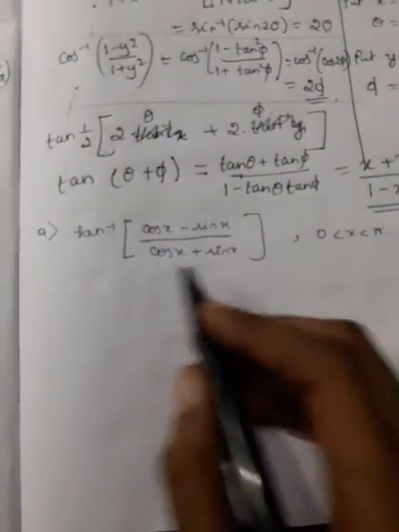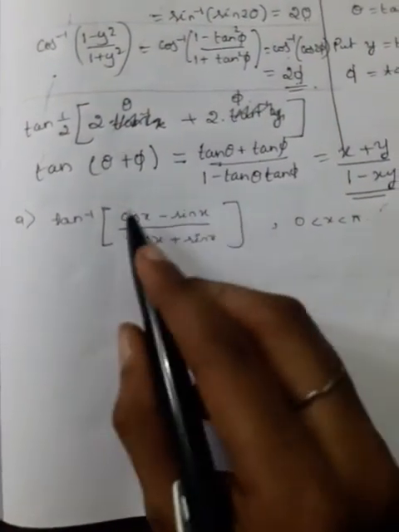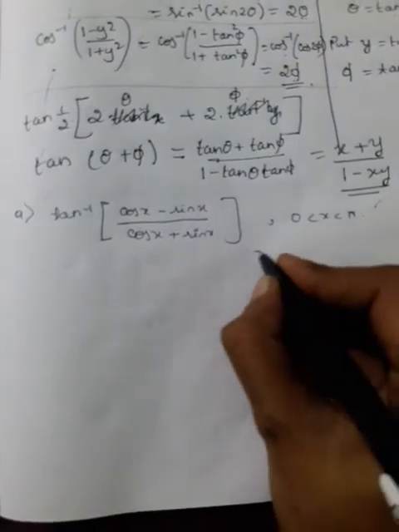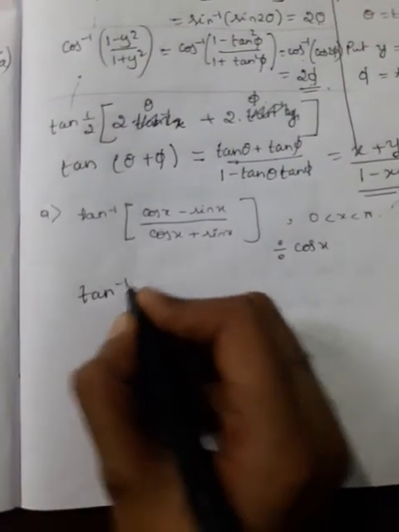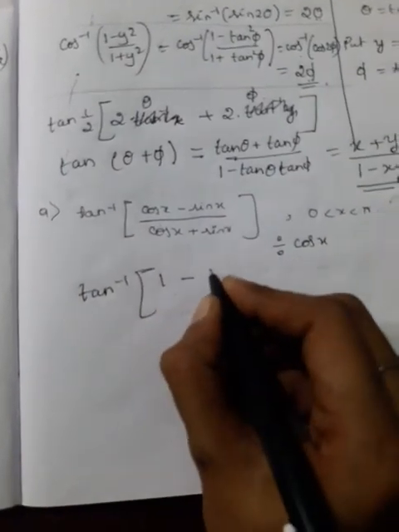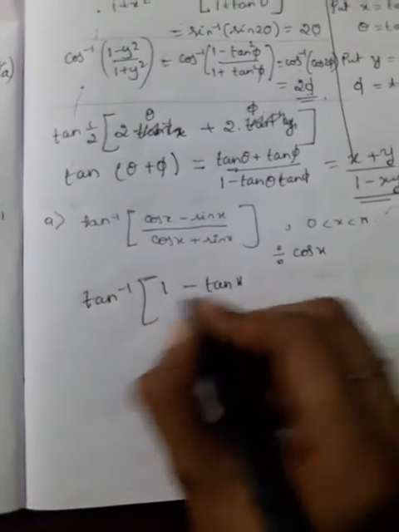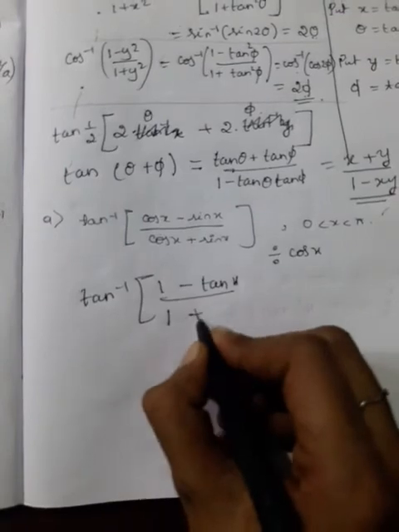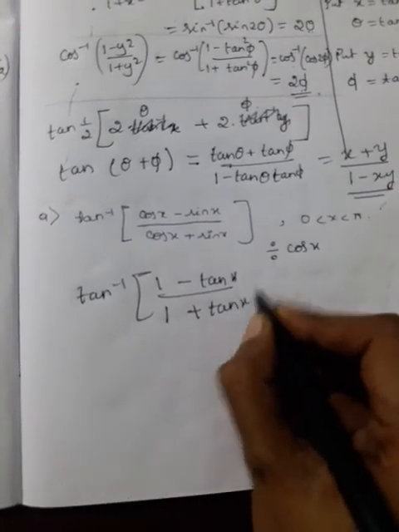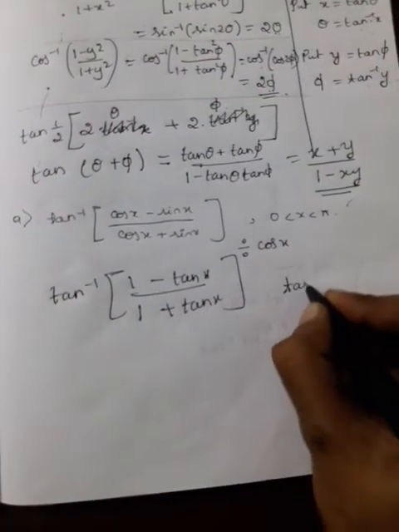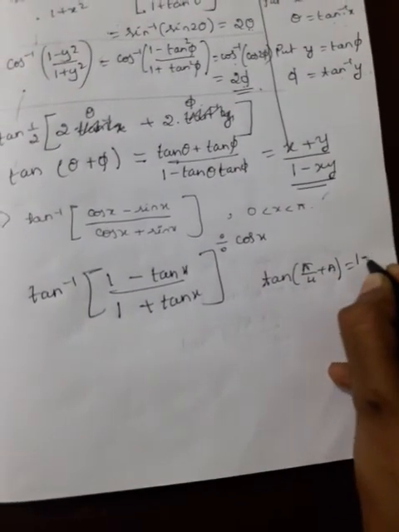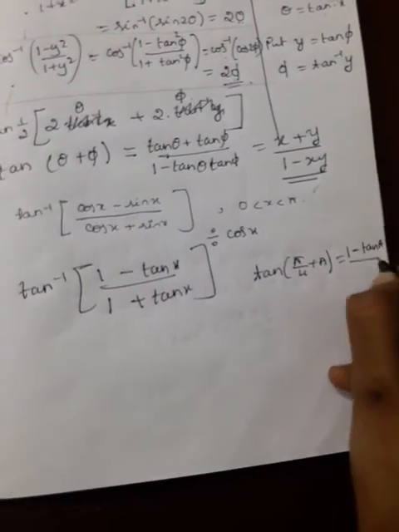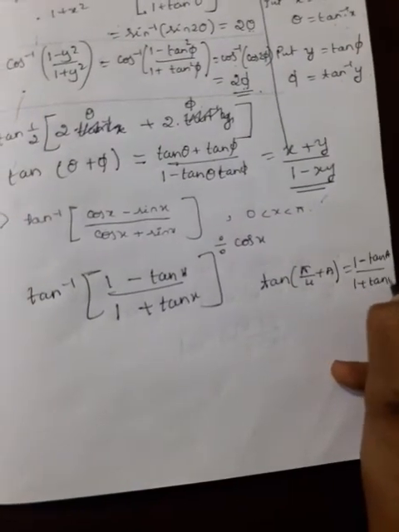The next one is simplify. This is very easy. We can't do anything in this term. Therefore, divide these terms by cos x. What is left? Tan inverse of cos by cos is 1 minus sin by cos is tan x, divided by cos is 1 plus tan x. Already I told that tan of pi by 4 plus a is equal to 1 minus tan a divided by 1 plus tan a. That formula you know.